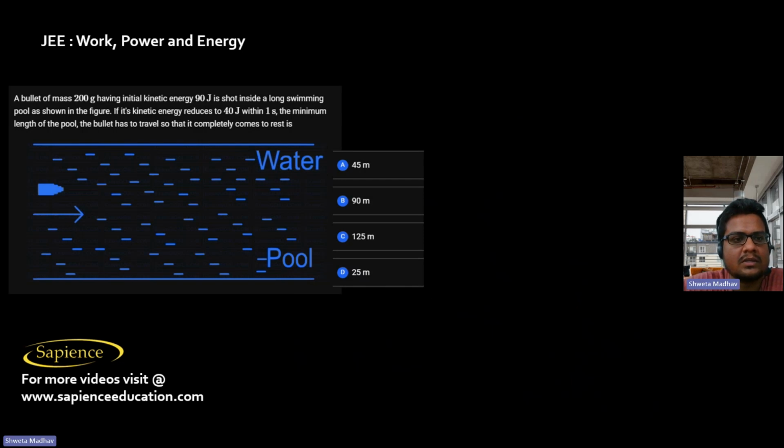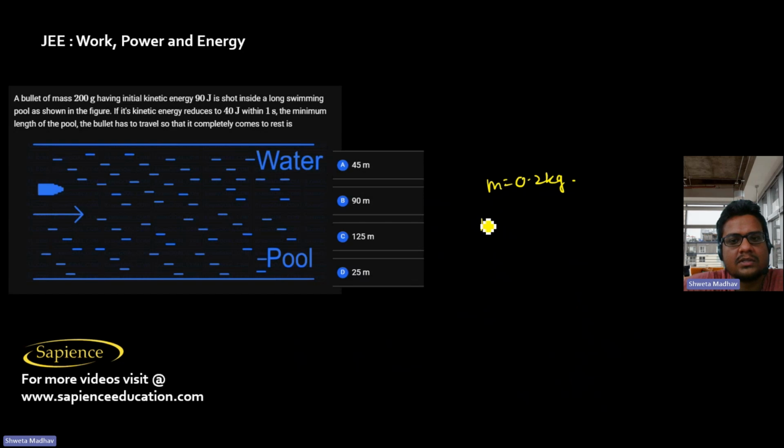Here it is told a bullet of mass 200 gram, having initial kinetic energy 90 joule, is shot inside a long swimming pool as shown. If its kinetic energy reduces to 40 joule within 1 second, what is the minimum length of the pool the bullet has to travel so that it completely comes to rest? Okay, so it means the mass is 0.2 kg.